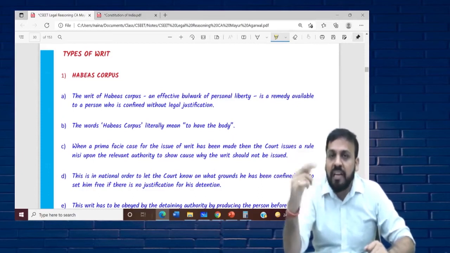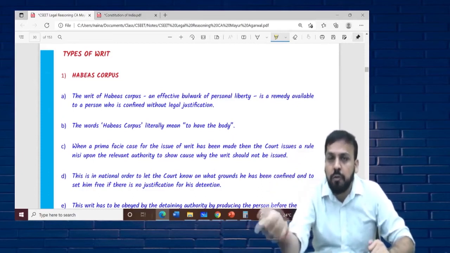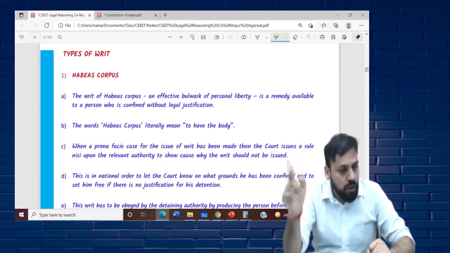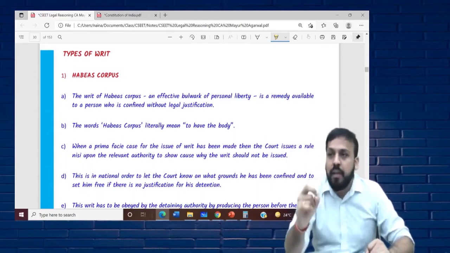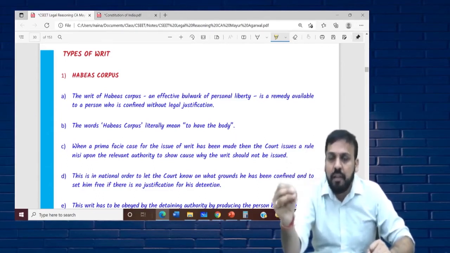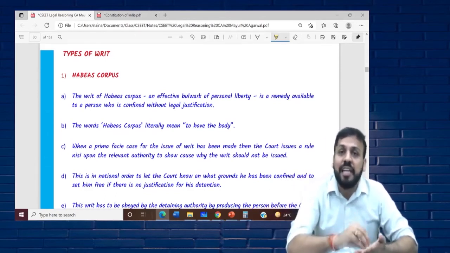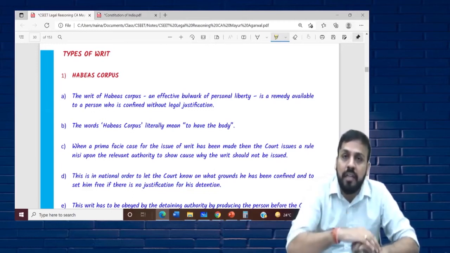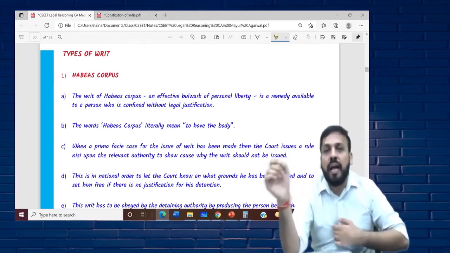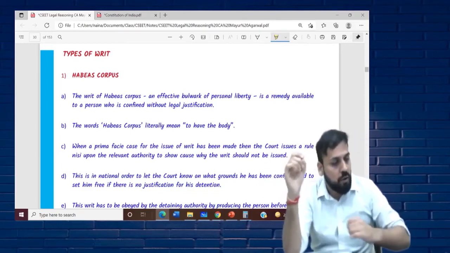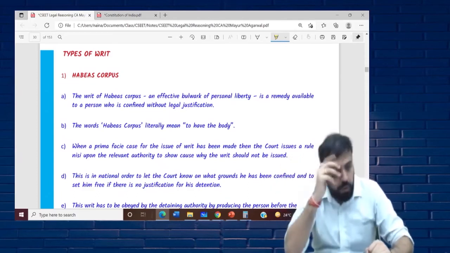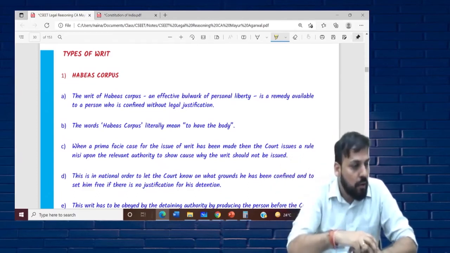And the court will ask the detaining authority on what grounds they have arrested and detained him. If there is no genuine reason, the court will tell the detaining authority to release him immediately. You cannot keep him in custody. Such is called habeas corpus. Do you understand this?